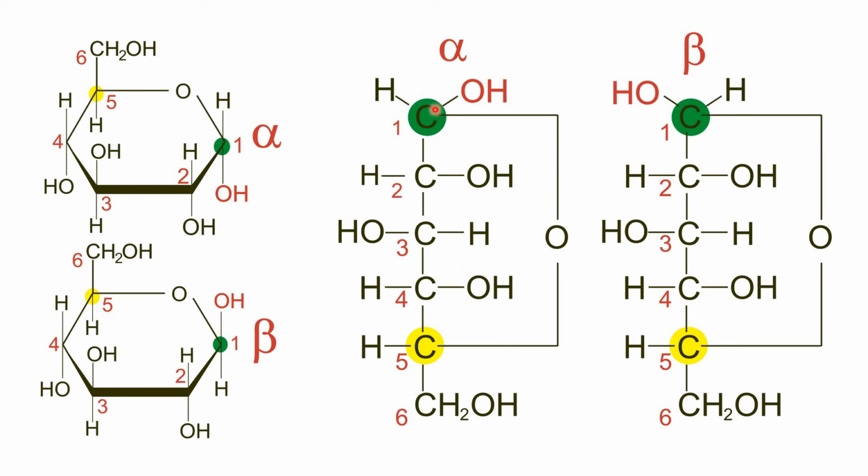So, this is the alpha D plus glucose where the configuration at C1 carbon is like this, OH group on the right hand side, hydrogen on the left hand side. This is beta D plus glucose where the configuration is OH group on the left hand side, hydrogen on the right hand side. So, alpha D plus glucose and beta D plus glucose differ only at the configuration of C1 carbon atom. That's why they are anomers.